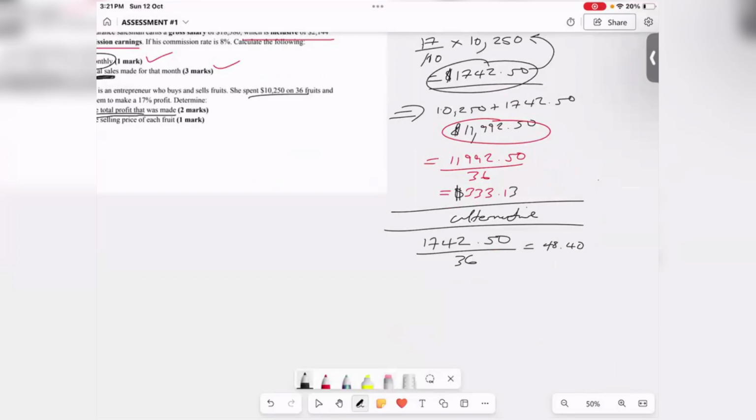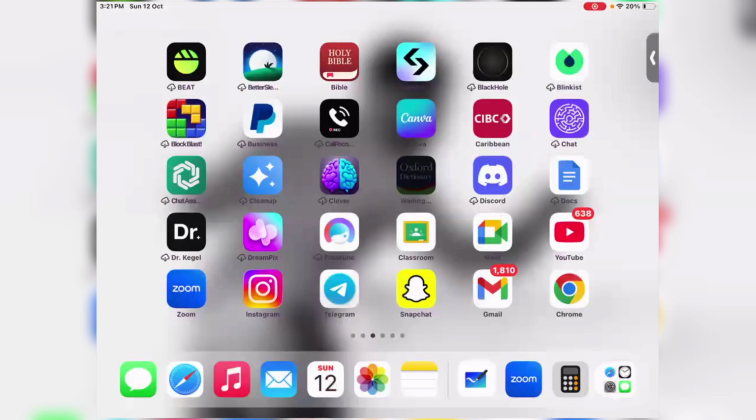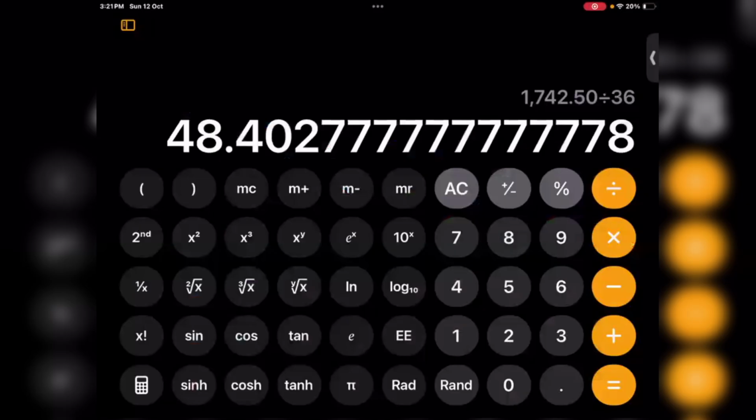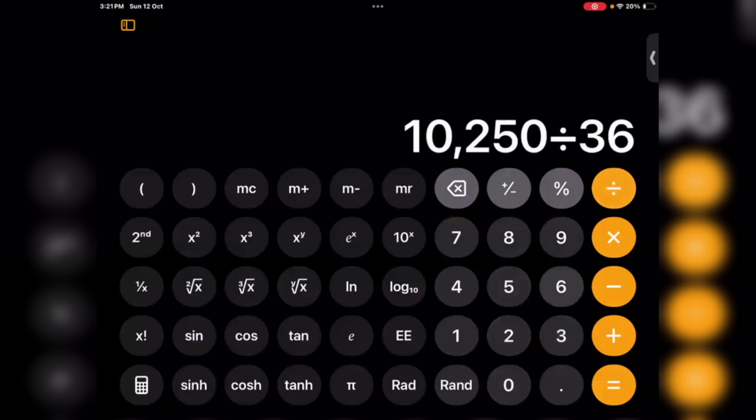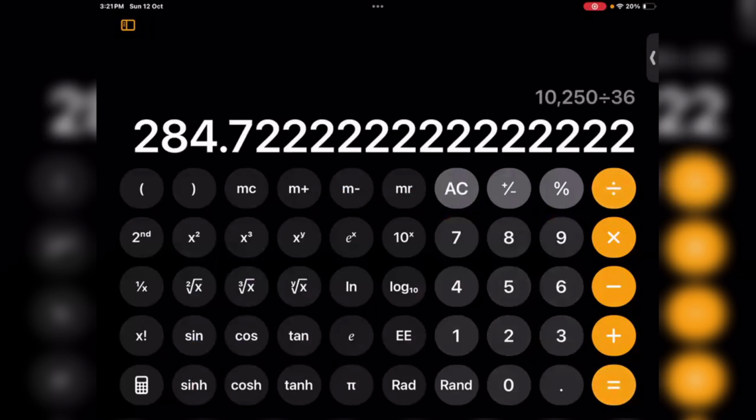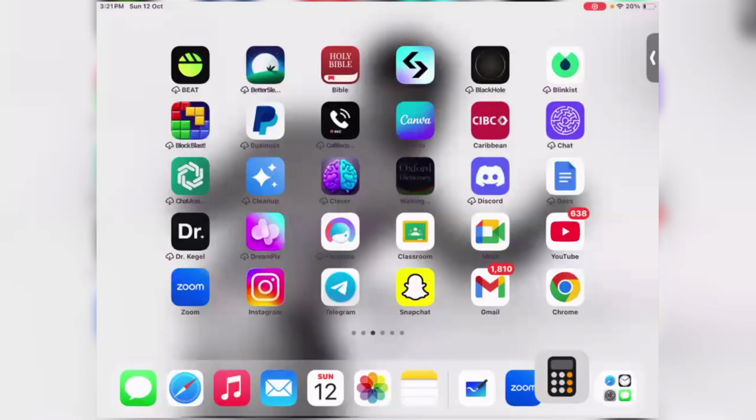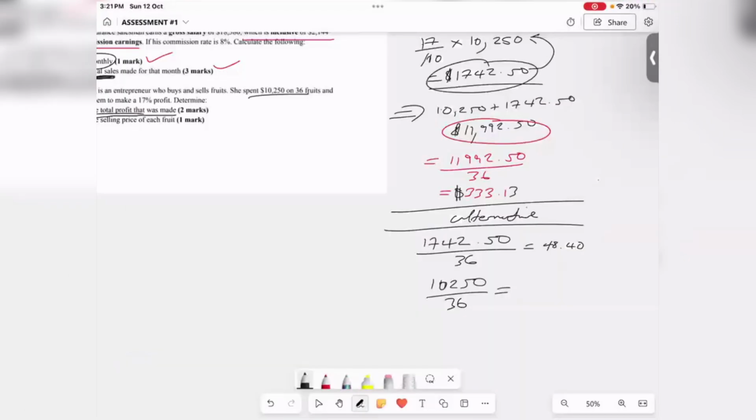So we would have now had to go ahead and say 10,250 divided by 36 as well. And that would have given us 284.72.